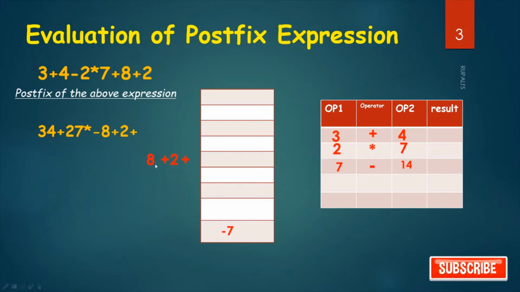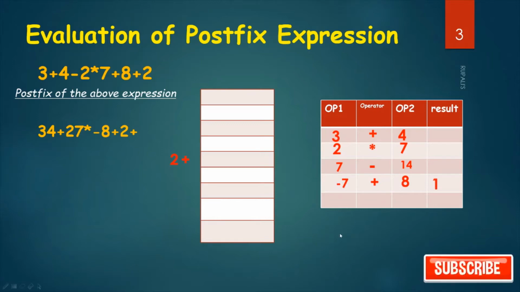Now it comes 8. 8 is an operand, so push it onto the stack. Now when an operator comes, you have to pop. Just write plus here. First popped element will be OP2. Second popped element is OP1. Calculate the result, it is 1. Push 1 onto the stack.